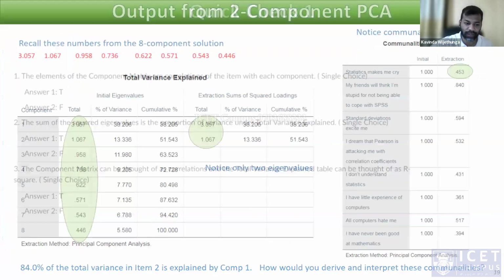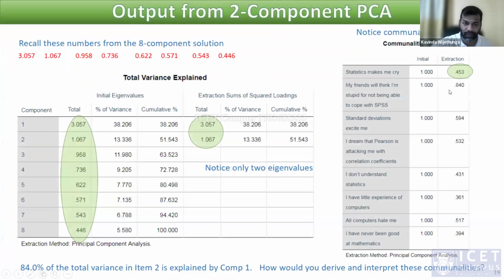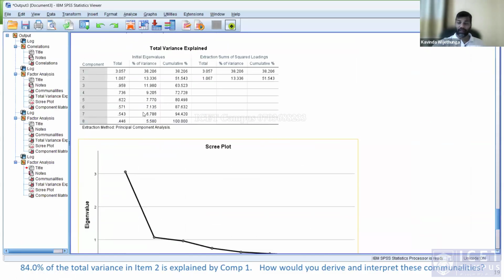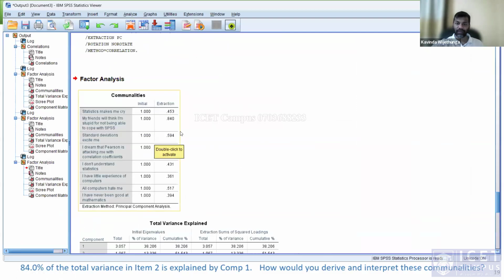Yeah. So if we consider that, then extraction is there, initial and extraction. Here you can see the communalities, initial and extraction. The first one, initial, is 0.457. It means 45.3% is explained. Then we have to show that. So the earlier one, okay. Then here, yeah, output. Sorry.